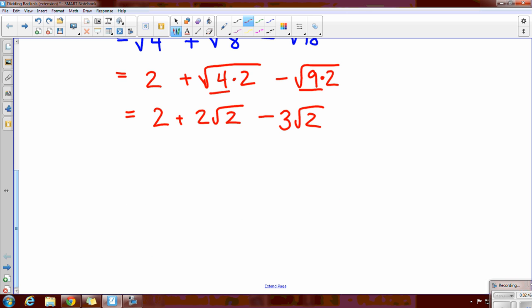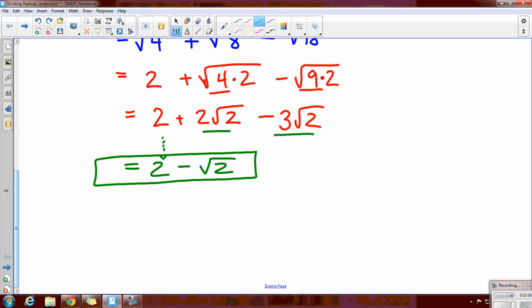We've simplified our radicals, and now we can consider the case where I have a root 2 here and a root 2 here. This 2 is just going to come down. A positive 2 root 2 minus 3 root 2 equals a negative 1 root 2. There is our final answer in this division: 2 minus the root of 2.